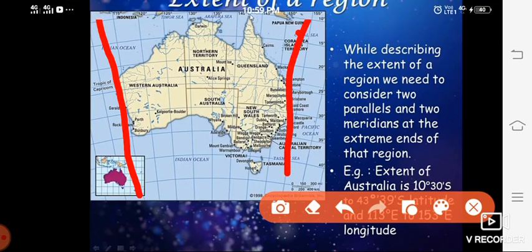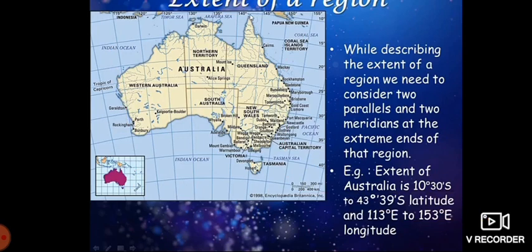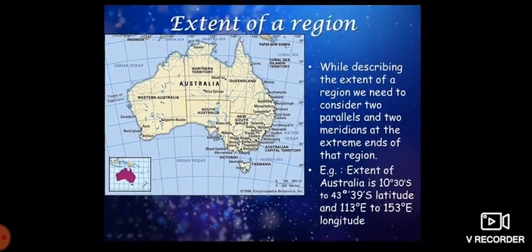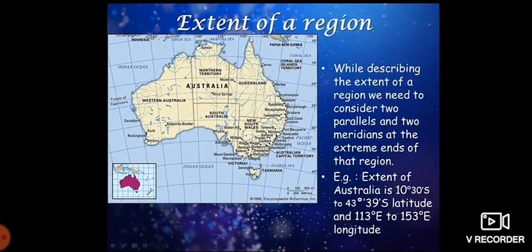Is it more than 150 and less than 155? So we can consider it as 153 degrees east longitude. Okay, so see on the screen, the extent of Australia is 10 degrees 30 minutes south to 43 degrees 30 minutes south latitude, and 103 degrees east to 153 degrees east longitude. I hope you have understood how to describe the extent of a region.